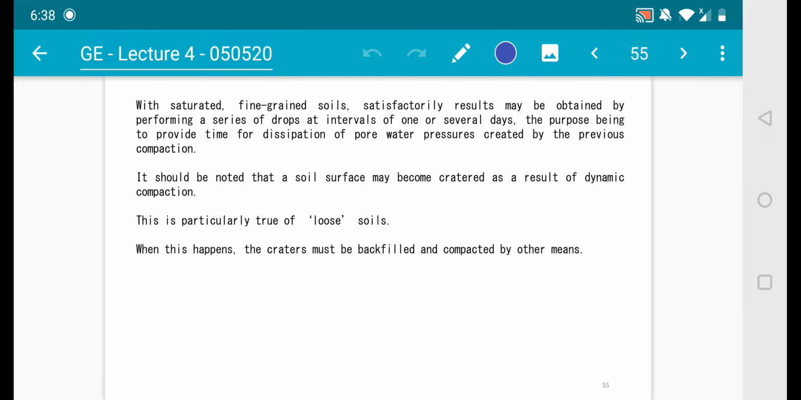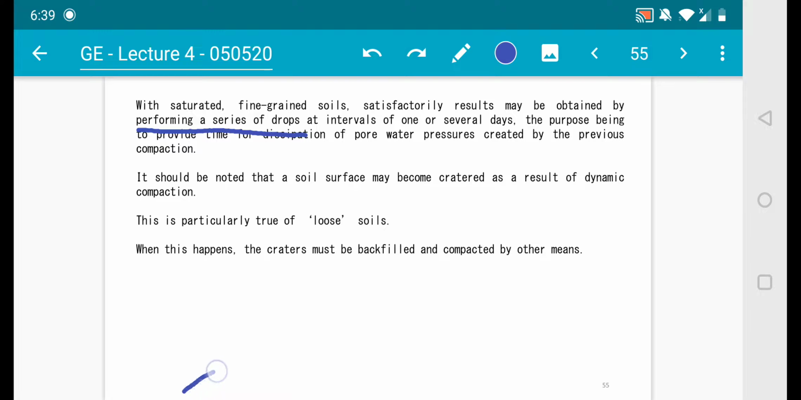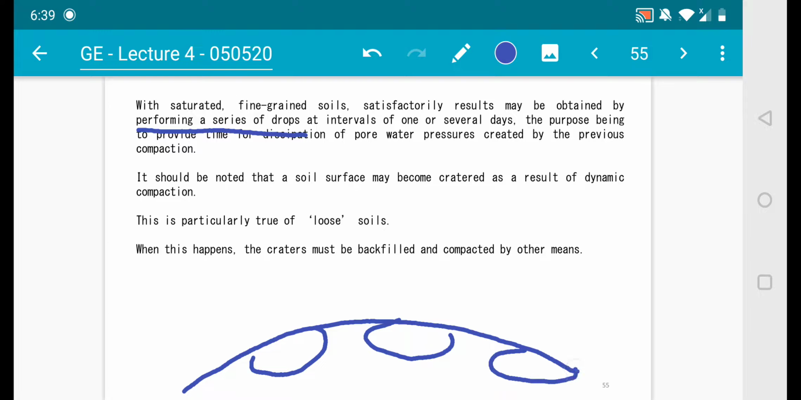With saturated, fine-grained soils, satisfactory results may be obtained by performing a series of drops at intervals of 1 or several days. The purpose is to provide time for dissipation of pore water pressure created by the previous compaction. It should be noted that the soil surface may become cratered as a result of dynamic compaction. This is particularly true for loose soils. When this happens, the craters must be backfilled and compacted by other means. Craters are like the surface of the moon being hit by an asteroid.